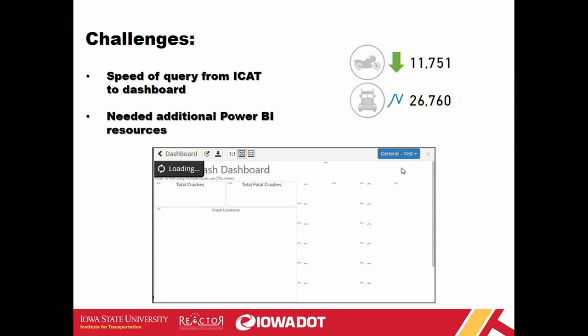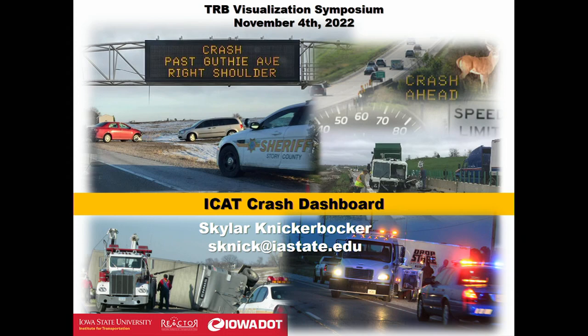So Iowa DOT has been having to work with Power BI to make sure that they're right-sizing their Power BI license to meet how it's going to be used within ICAT. And it's not just ICAT, it's how Power BI is used across the entire agency. But this just sped up that discussion of us talking about that more and figuring out right-sizing what our Power BI licenses are for Iowa DOT. So with that, I think we'll take questions now.